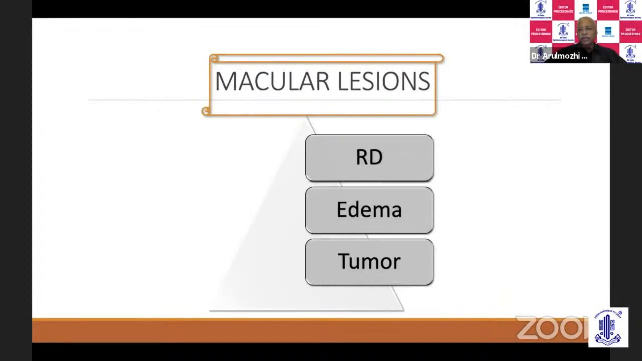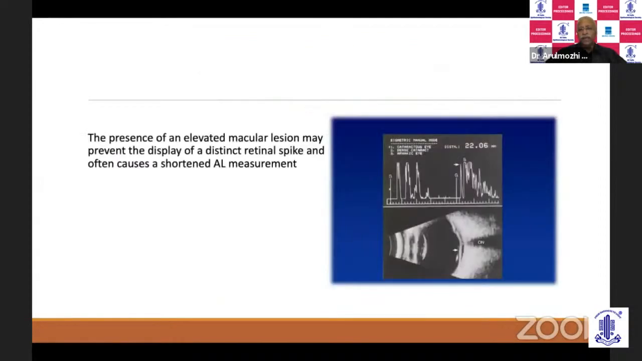Macular lesions, shallow retinal detachments, macular edema, or a tumor of the retina can give you false readings. So you see here that there's an elevated macular lesion, but here the spike is visible, that you get a double spike. So when you see these kinds of erroneous spikes, make sure that you're doing a B scan before you accept these readings.